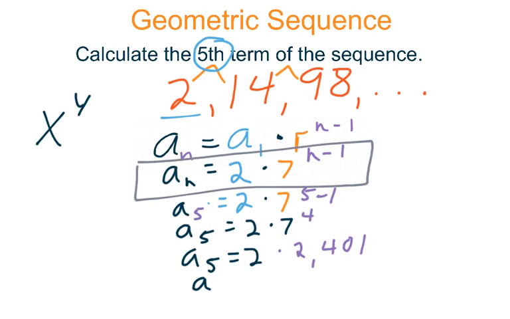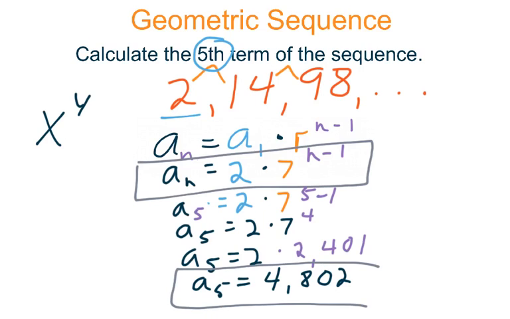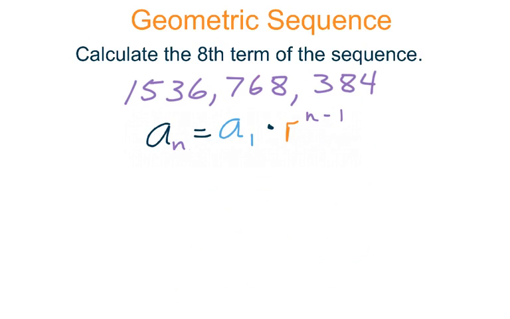So a sub 5, the 5th term in the equation, is going to be 4,802, and we're good to go. All right. One last example. I just want to do one real quick where your sequence is decreasing, just to give you an example real fast. We've done well so far.